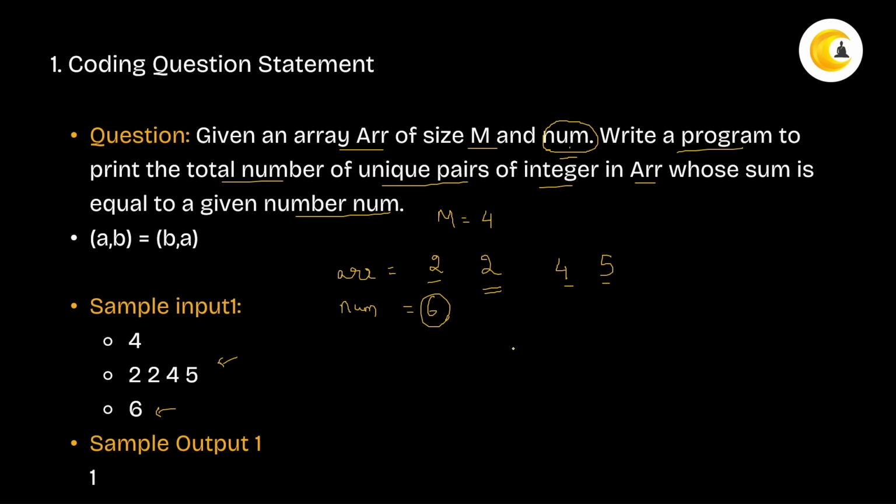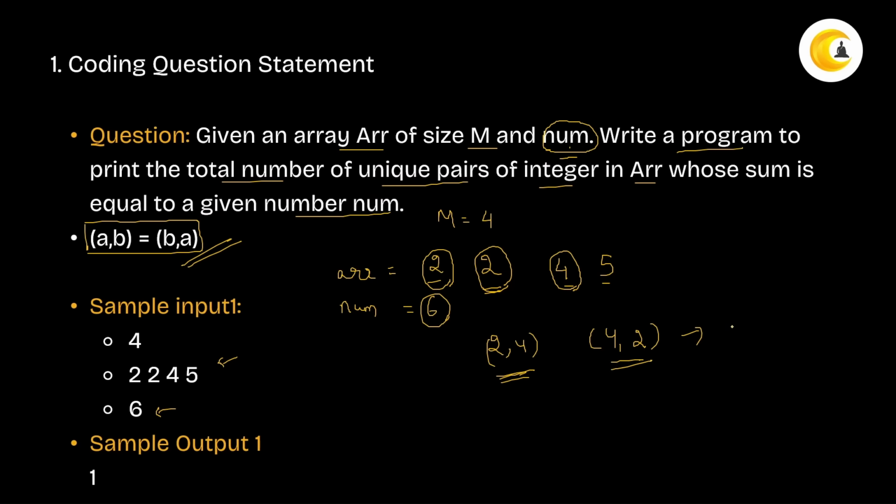What will be one such pair? It will be this and this, 2 comma 4. What will be the other pair? It will be again 2 comma 4, so this is the same. What will be the other one? It will be 4 comma 2. But there's a constraint given that a comma b is equal to b comma a, so it's not unique. You have to consider it to be a single thing. Whether it is 2 comma 4 or 4 comma 2, it is one pair only.